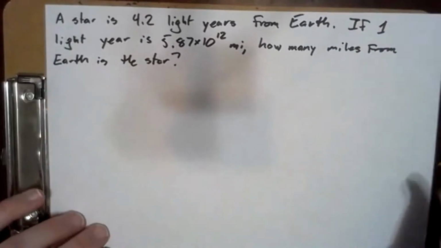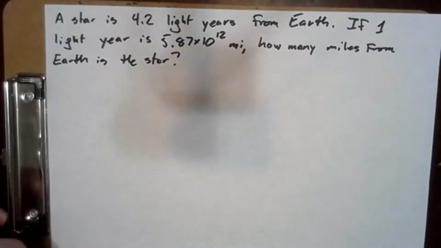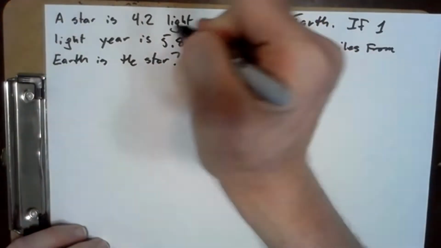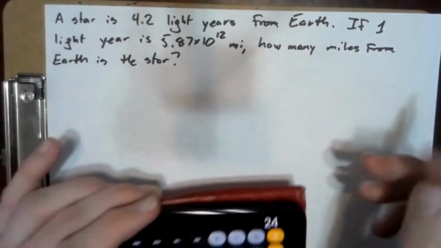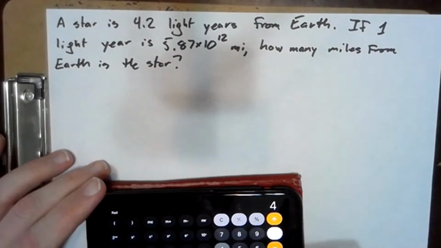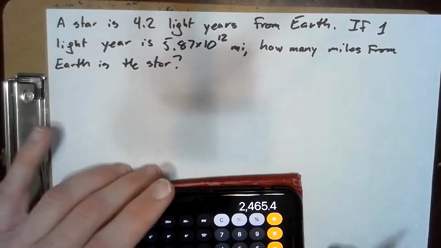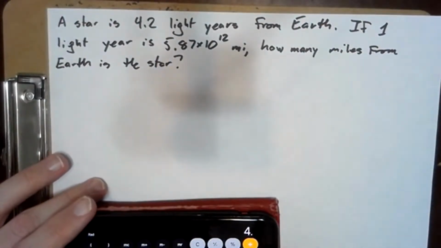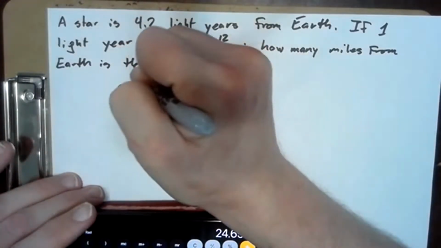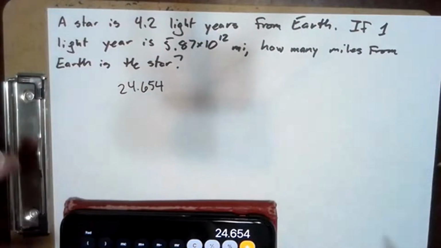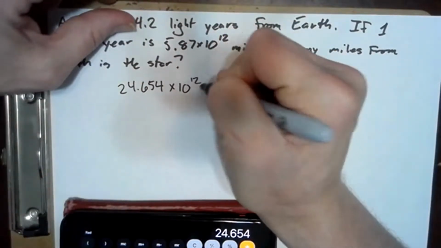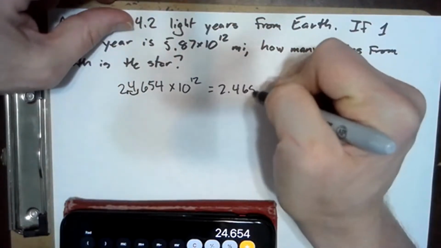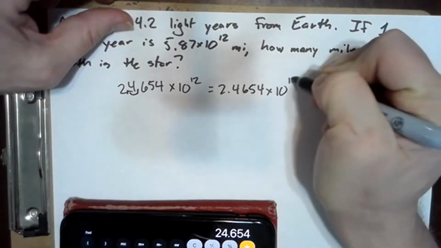A star is 4.2 light years from Earth. If 1 light year is 5.87 times 10 to the 12th miles, how many miles from Earth is the star? Well, we're going to take this 5.87 times 4.2 to get 24.654. And that's times 10 to the 12th, but we need to move this decimal place 1 to the left, which is going to make it 2.4654 times 10 to the 13th miles.